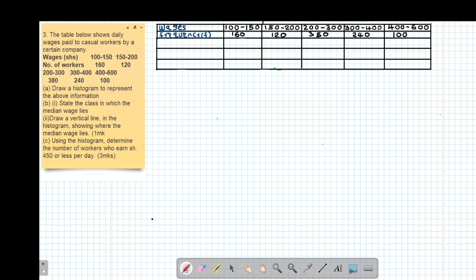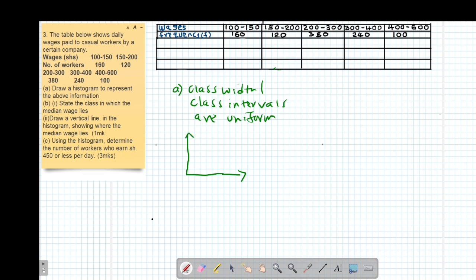So remember, in our previous class, we did give two scenarios when you are drawing a histogram. The first case, we looked at when the class width, or what we are calling the class intervals, are uniform. So when they are uniform, we said a histogram is drawn with frequency against upper class limit. So we plot frequency against upper class limits, whenever the class width is uniform.